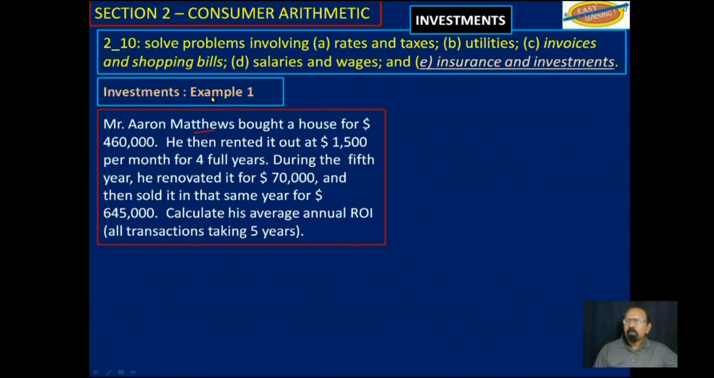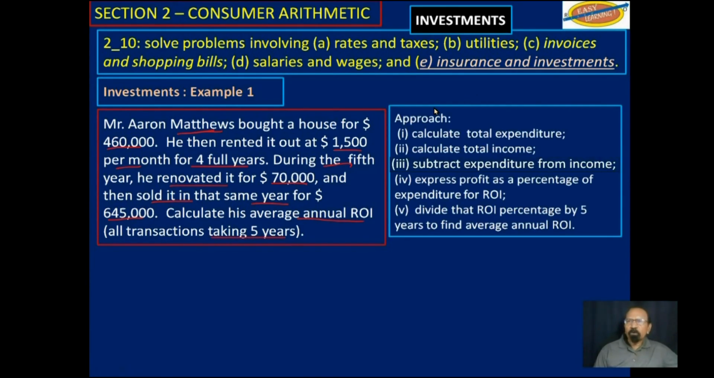Example one, Mr. Aaron Matthews bought a house for $460,000. He then rented it out at $1,500 per month for 4 full years. During the 5th year, he renovated it for $70,000 and then sold it in that same year for $645,000. Calculate his average annual ROI, taking into account the full 5 years.